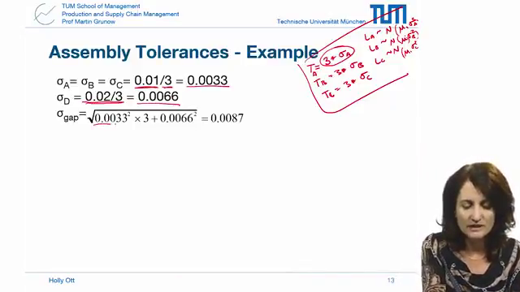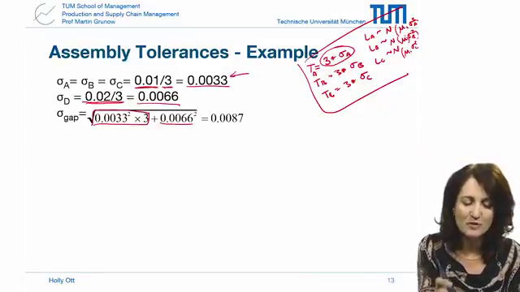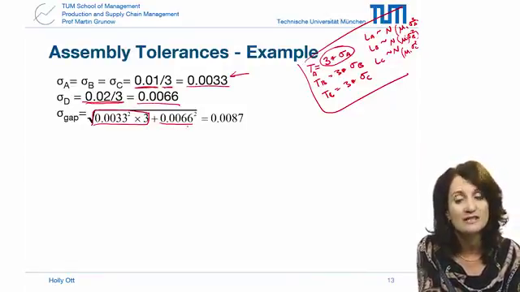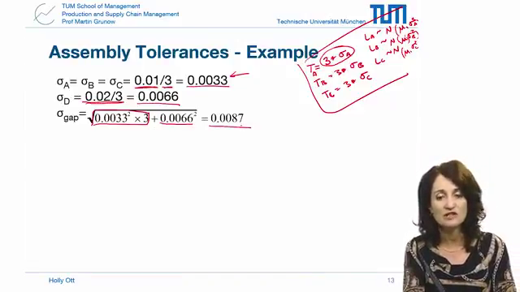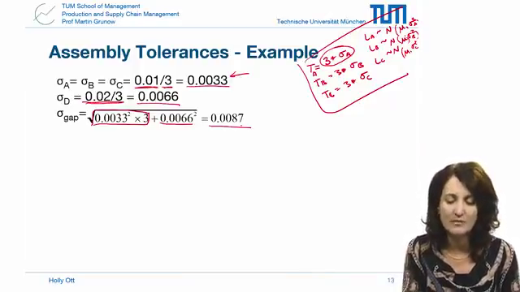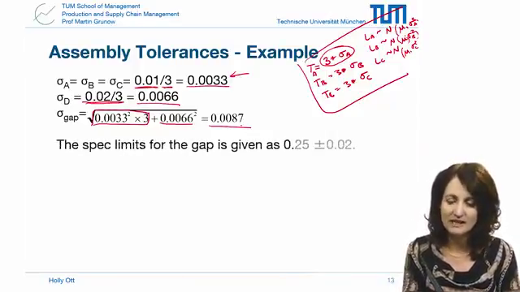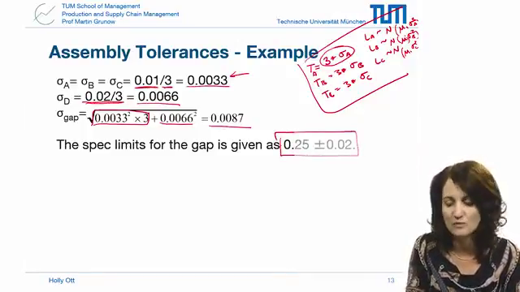You end up with 3 times the tolerance for each individual length plus 3 times 0.0033 squared for each individual length plus 0.0066 squared for the LD, and you get an overall standard deviation for this gap, or overall variability for this gap, sigma equal to 0.0087. So now the specification limit, since it's on the other page, was 0.25 plus or minus 0.2.